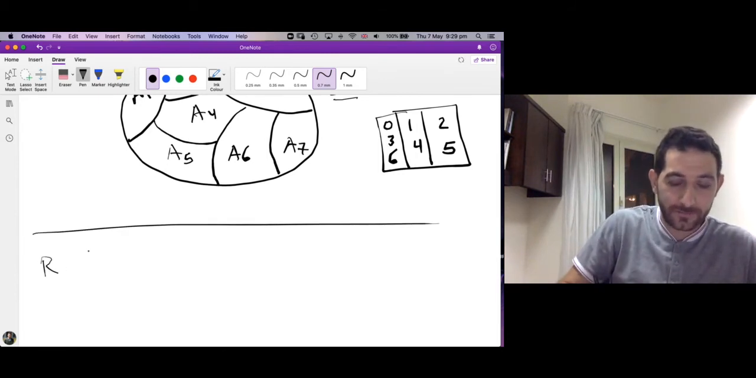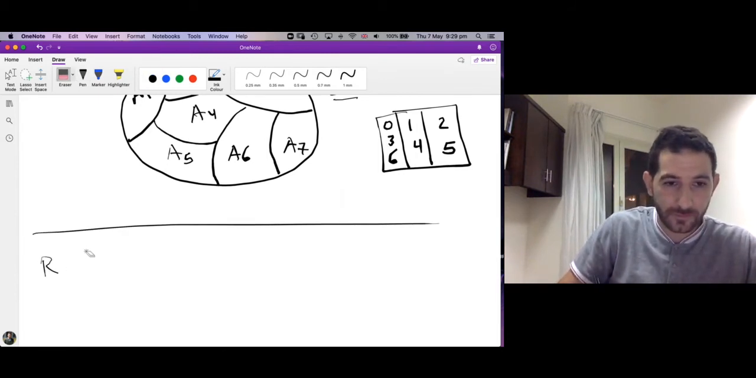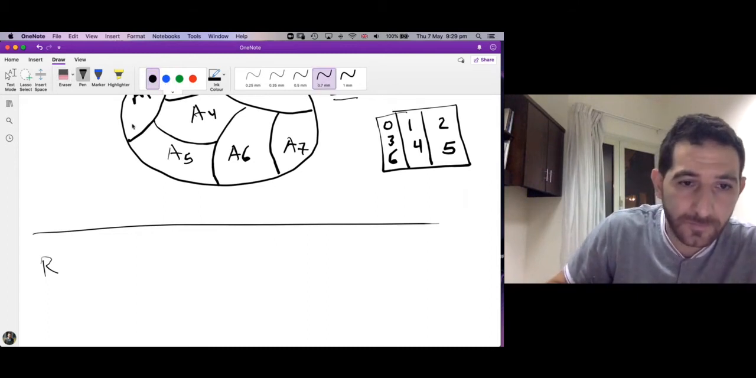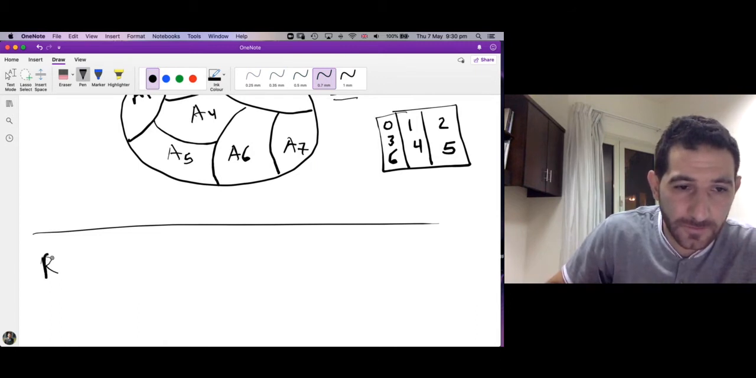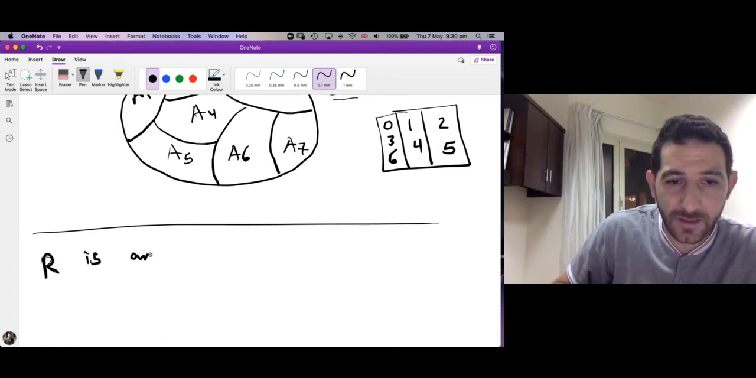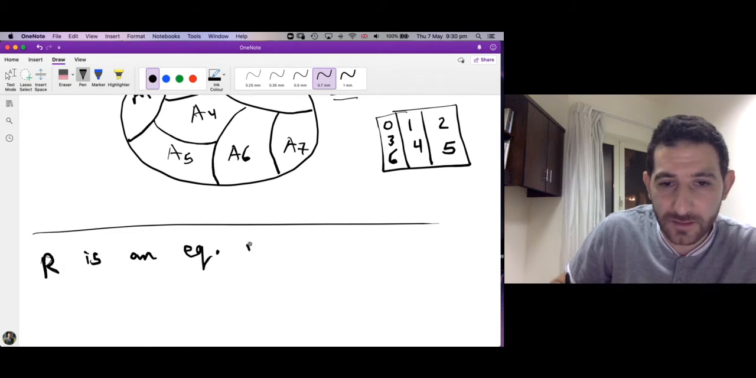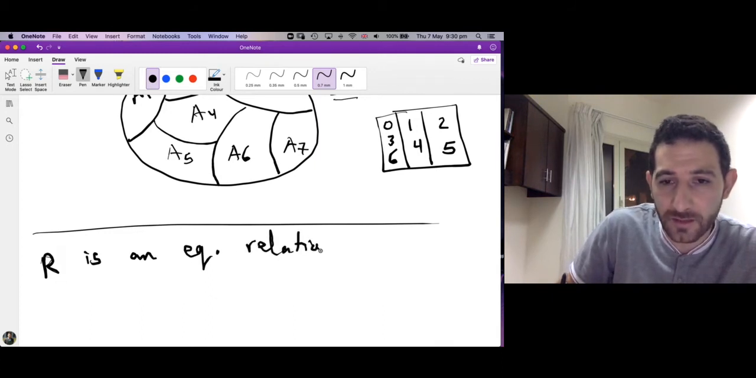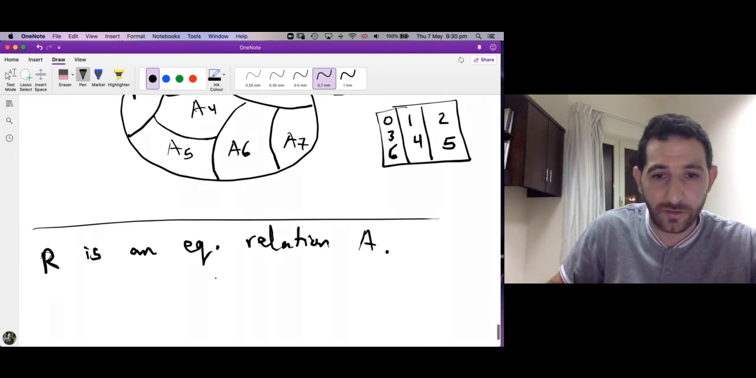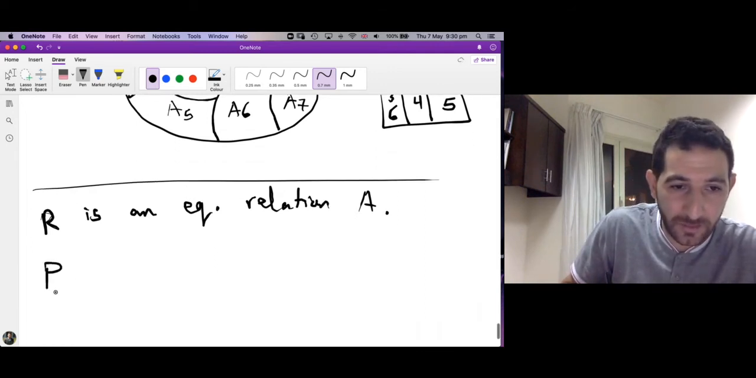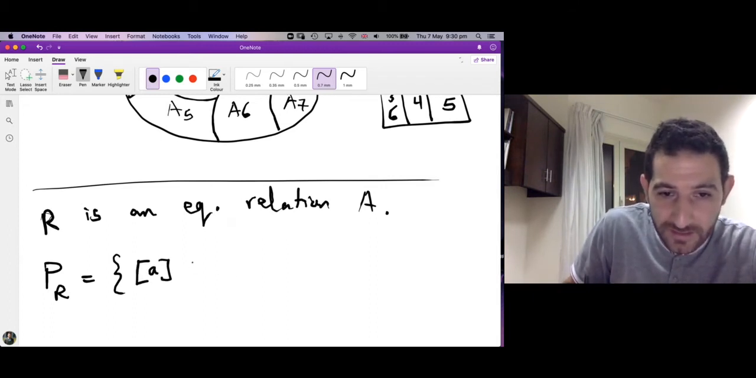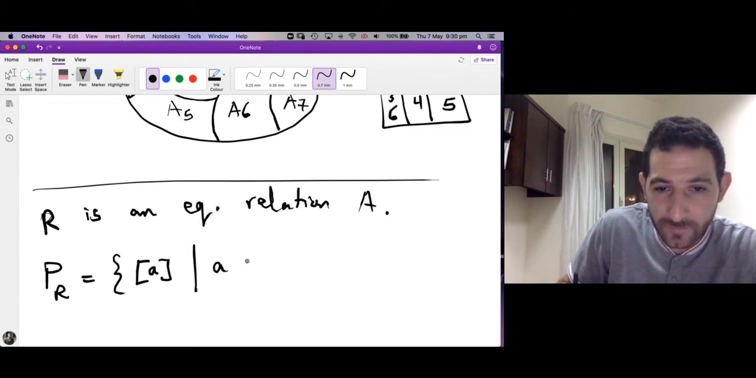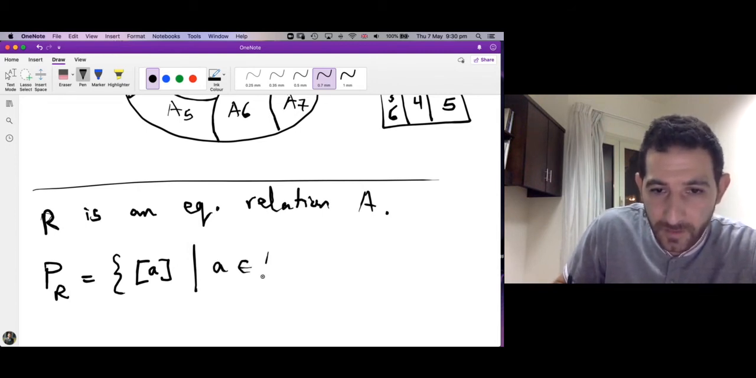Okay, so let me elaborate on this. Suppose R is an equivalence relation on A, then I will tell you what is a partition on A. So the partition P_R will be the set. What are A1, A2? Here they are the equivalence classes of every element in A.